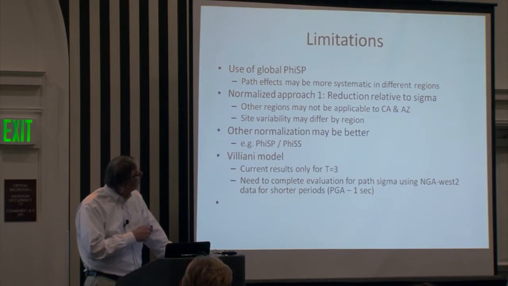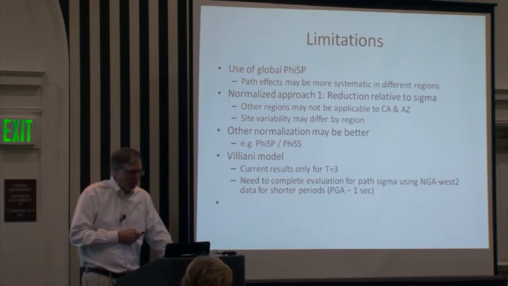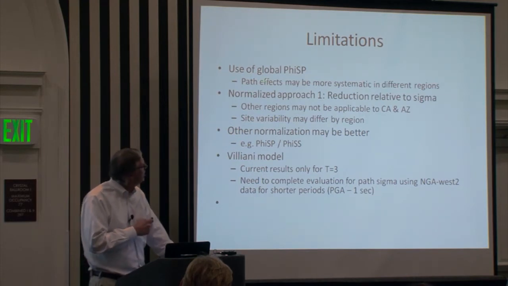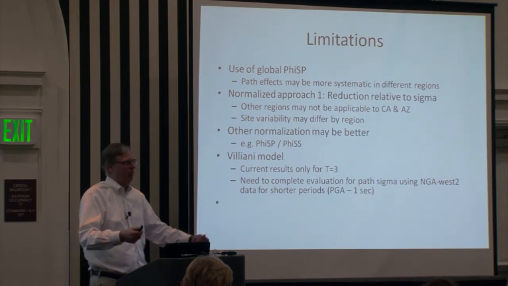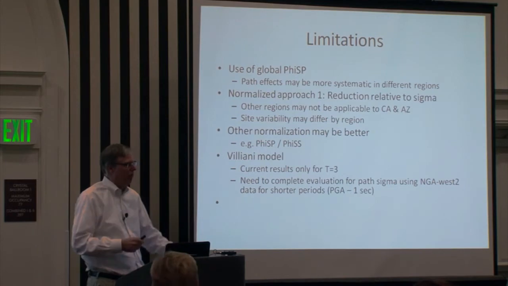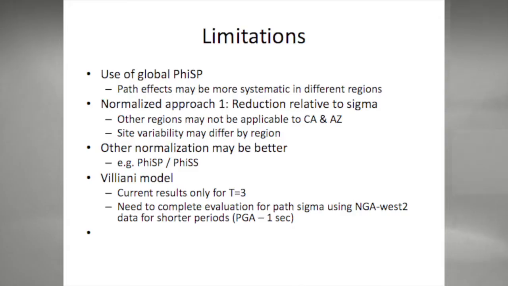So in summary, if you're going to try to take a global PSP, how should you be doing it? Our problem is if we take the numbers just as 0.25 or 0.3 from Taiwan, can I translate those to California? These effects really may be more systematic from one region to another, and so we need to be careful about doing that.